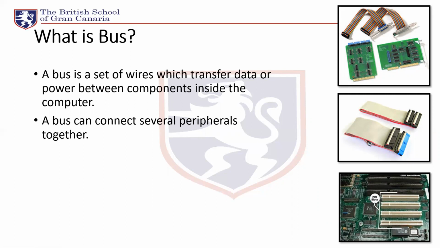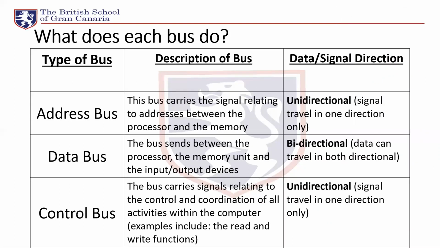And obviously, the data has to travel to those components. So what does each bus do? Well, here's a brief description of each bus. So the address bus is the bus that carries the signal relating to the addresses between the processor and the memory.